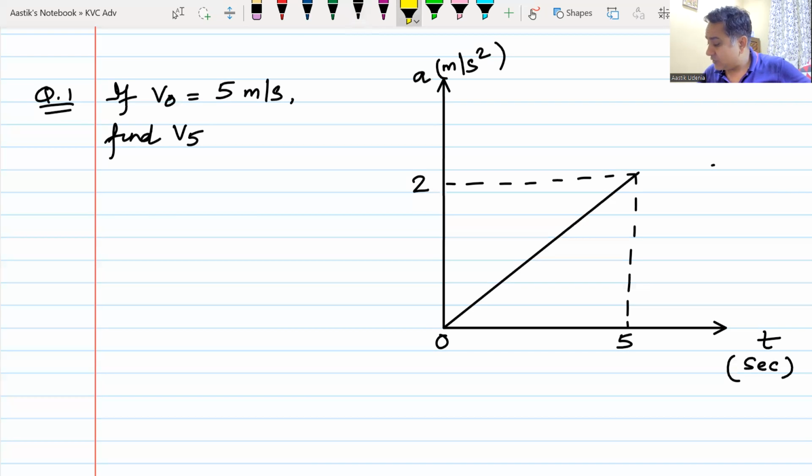This is 0 seconds. As you can see, velocity at 0 seconds is, let us say, plus 5 meter per second. Then the body gets accelerated, and acceleration is not uniform, it is variable. You have to find the velocity at 5 seconds. Can you do that for me?